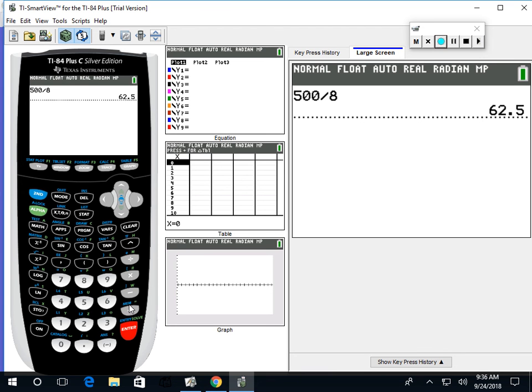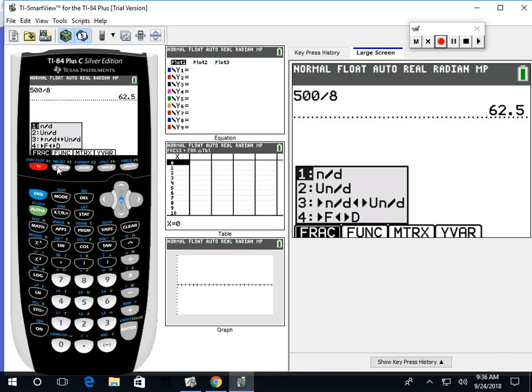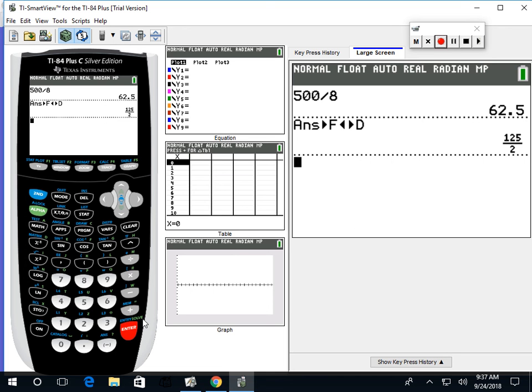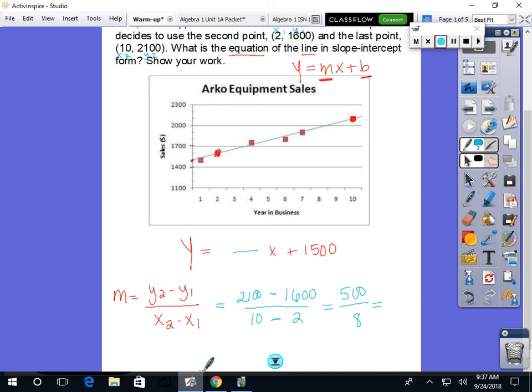But if you want to keep that as a fraction, do alpha y equals, and then look at number 4. See how it says f to d for fraction to decimal? It'll also go backwards, from a decimal to a fraction. So you hit number 4, and then you hit enter, and there it is in reduced form, 125 over 2. Okay, so the equation of your line is y equals, hold on, it's freezing up. 125 over 2 is your slope, and then you put that beside the x plus 1,500. That's all you do. That's the final answer of this line in slope-intercept form.